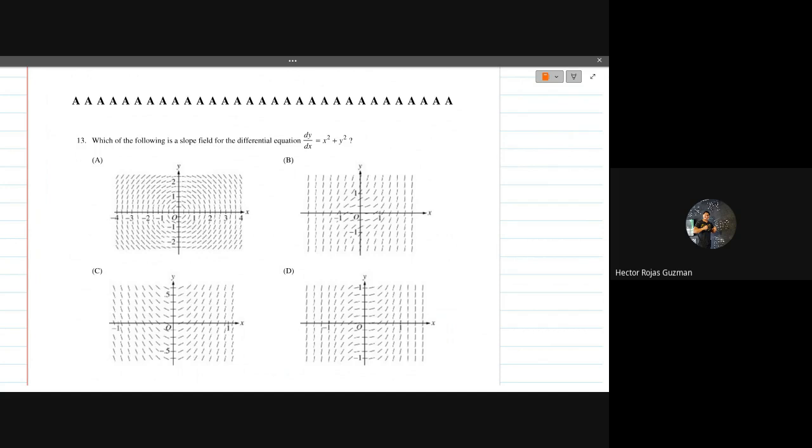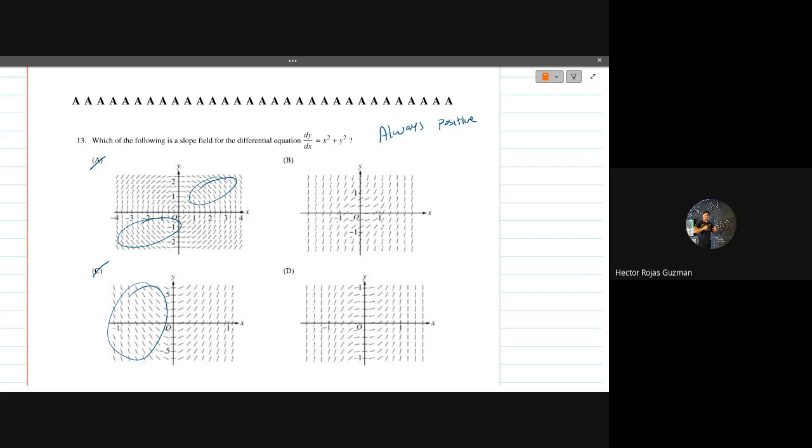Okay, well, right off the bat, I can already eliminate A and C, because if you look at your differential equation, x squared and y squared are going to be positive. Always positive. It doesn't matter if you plug in a negative x or a negative y, the square will get rid of it. And if you look at A and C, all of those have negative slopes, right? You can't have that. You can't have negative slopes. Okay. Now it's between B and D.